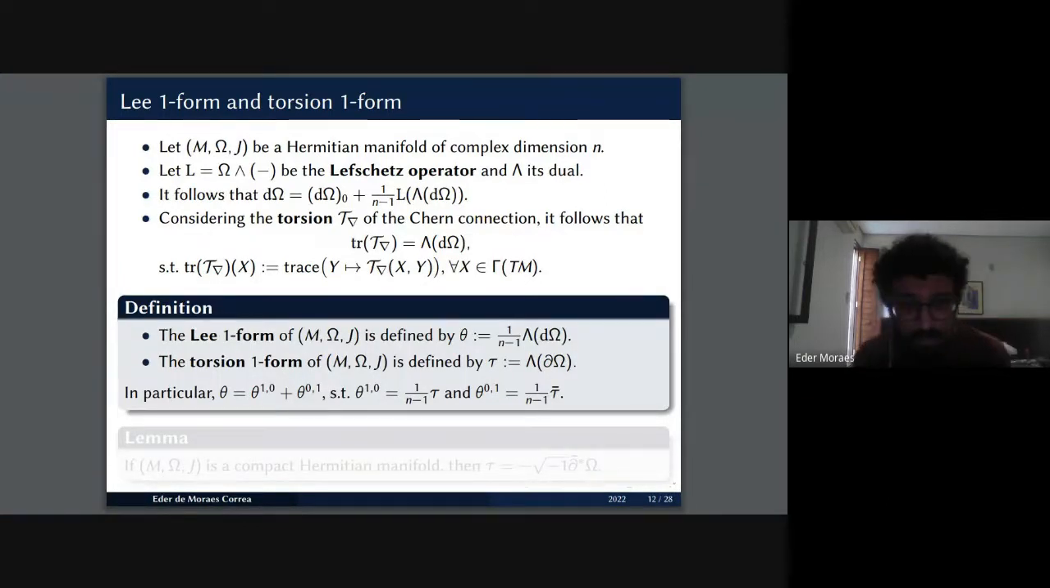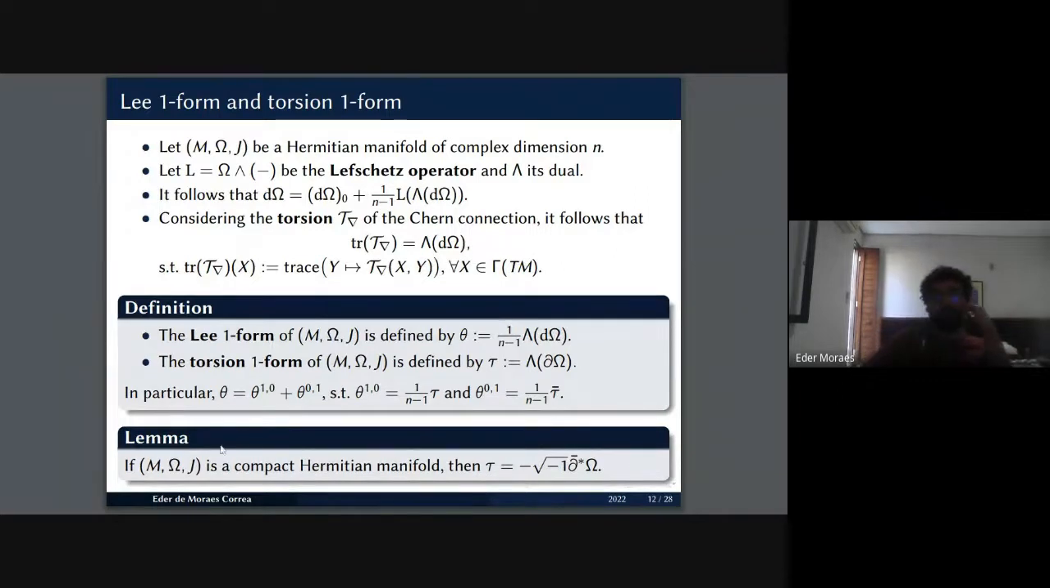So the definition of the Lie one form of a Hermitian manifold: the Lie one form is given by this one form, right? And the torsion one form is given by this tau one form. And these two one forms are related by these relations. So if you take the decomposition of the Lie form, the components of the decomposition are some multiple of the Lie form, right? The first element in the decomposition is a multiple of the torsion one form, and for the second one you take the other multiple.